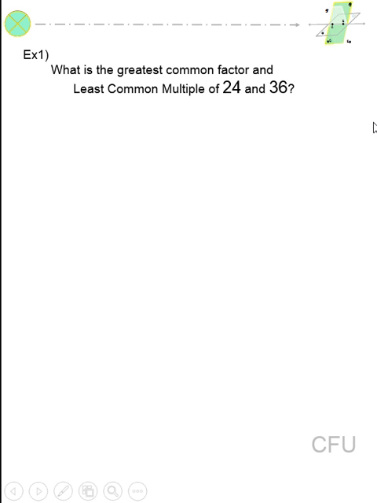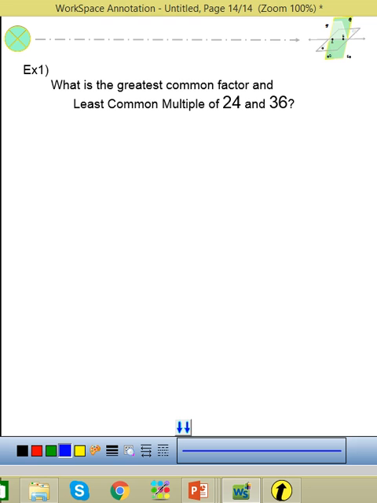Let me zoom in. Copy that. What is the greatest common factor and least common multiple of 24 and 36? Let's go over this. So first things first. Step 1 says what? Write your first 5 primes: 2, 3, 5, 7, 11. So I want those handy because I want to start my factoring of each of these numbers using one of the first 5 primes. So I'm going to write 24 here and 36 over here.